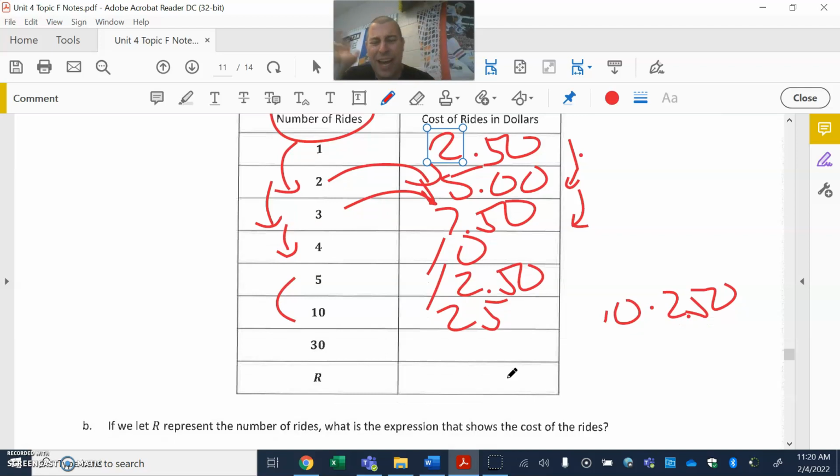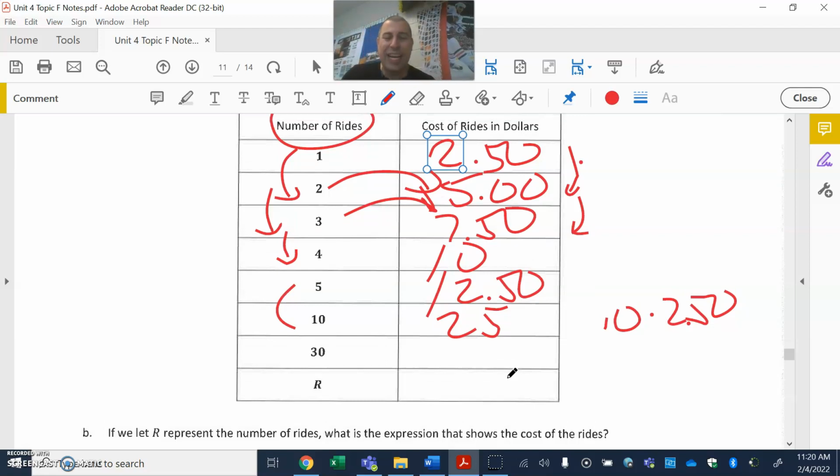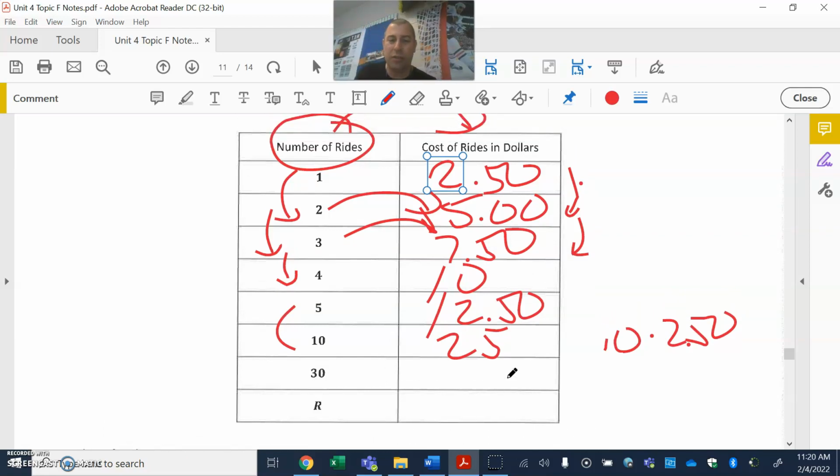Not as excited about this one, but check out these wizard skills that we can do here. 30 is simply 10 rides, 10 rides, and 10 rides. Isn't 30 the same as 10 plus 10 plus 10? So if I know 10 rides cost $25, that's $25, another $25, and another $25, which gives you $75. Yeah, that works, people. We can do that.